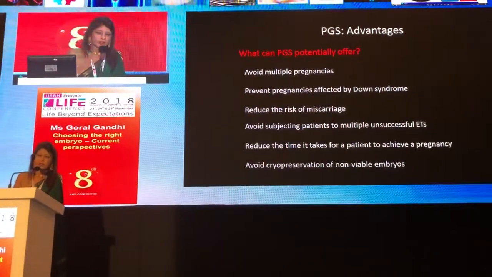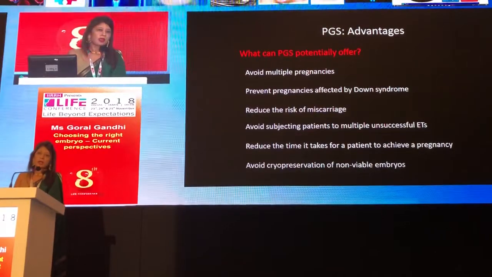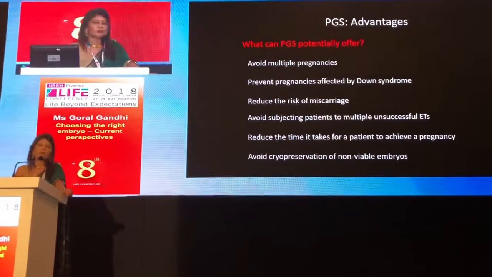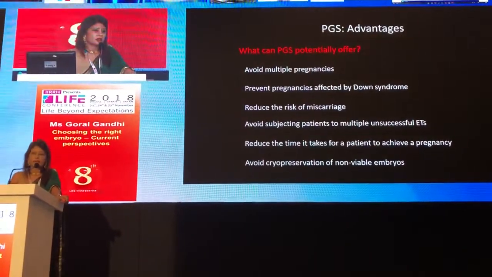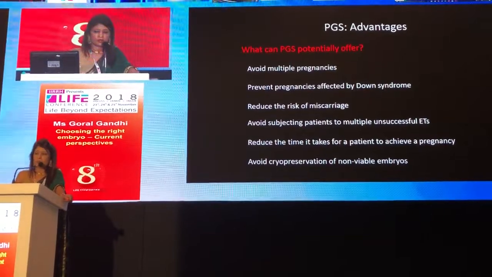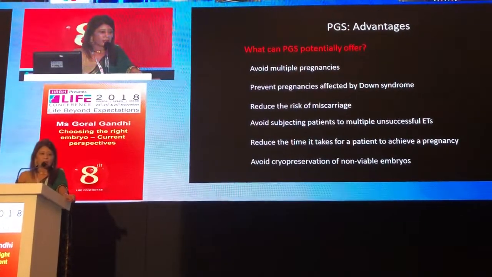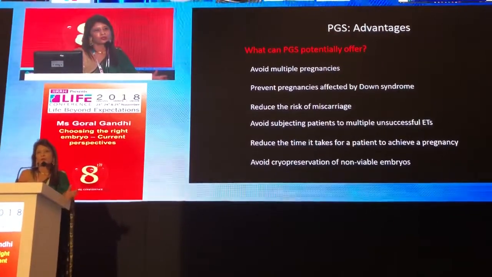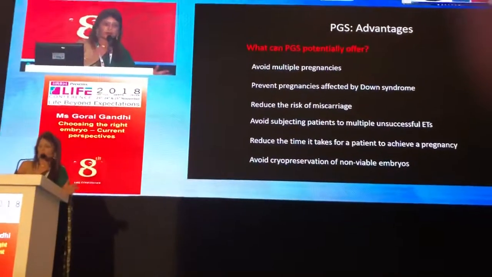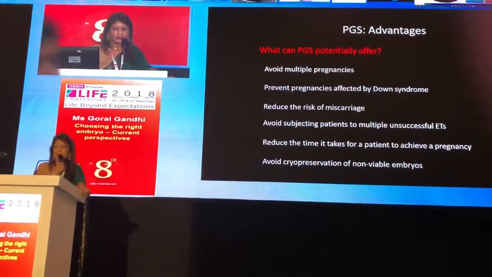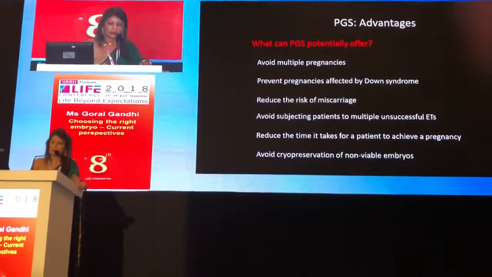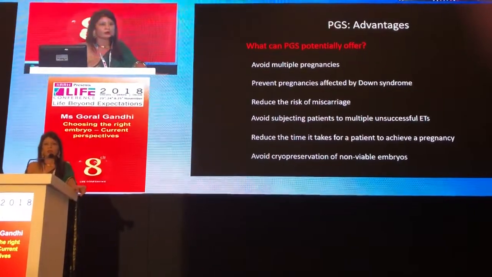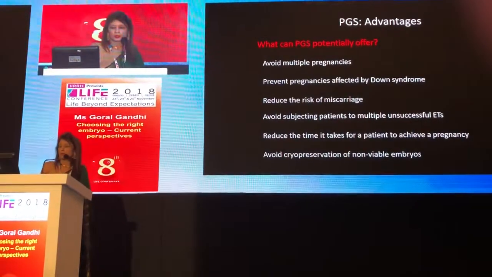So what are the advantages? What can PGS potentially offer? It avoids multiple pregnancy. You can confidently transfer just one euploid embryo. It prevents pregnancies affected by Down syndrome. It reduces the risk of miscarriage. It avoids subjecting patients to multiple unsuccessful embryo transfers. It's a big emotional trauma to keep undergoing failed embryo transfers. It reduces the time it takes for a patient to achieve a pregnancy. And it avoids cryopreservation of non-viable embryos. You just cryopreserve the euploid embryos.